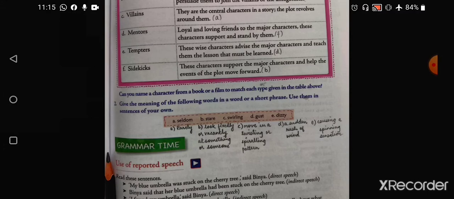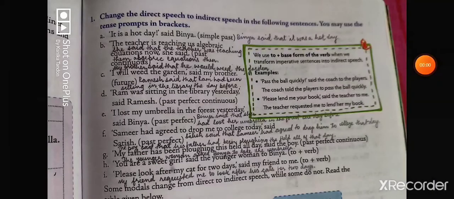Coming on to the next exercise. First is change the direct speech to indirect speech in the following sentences. You may use the tense prompts in the bracket. So we have to change the sentence into indirect speech. It is a hot day, said Binya. Binya said that it was a hot day.